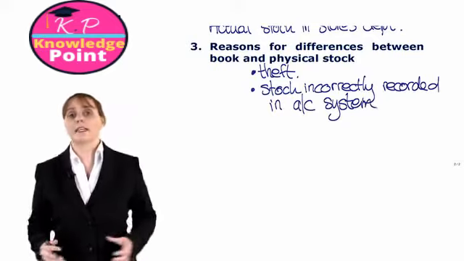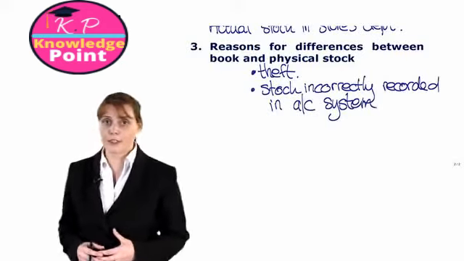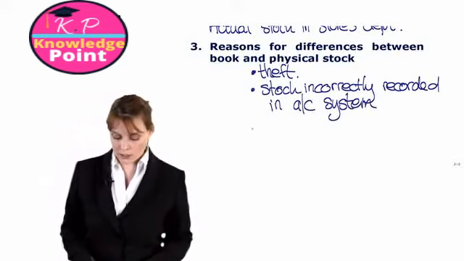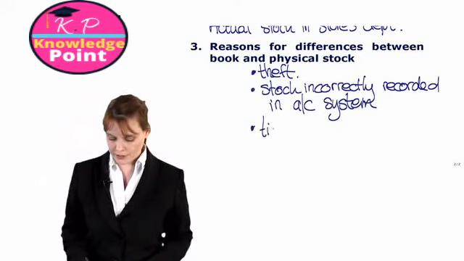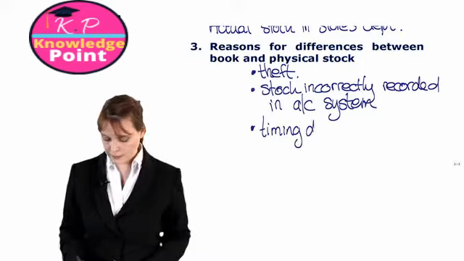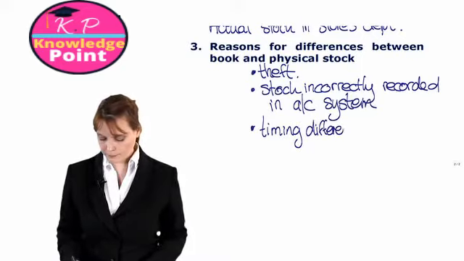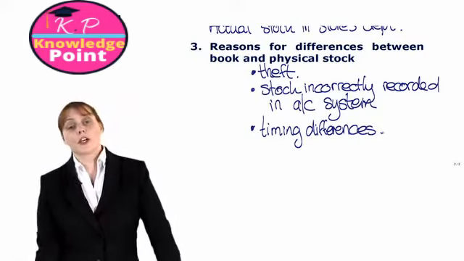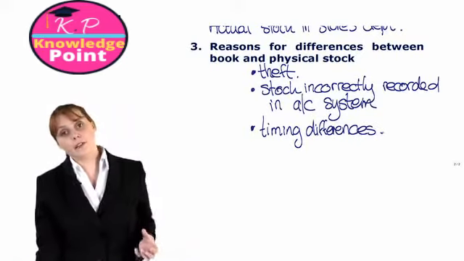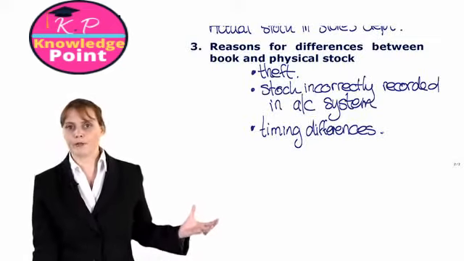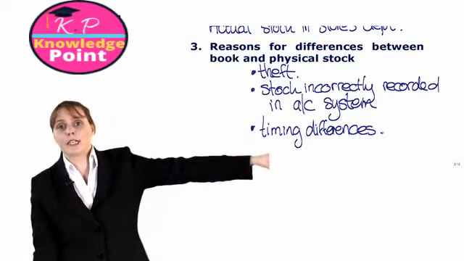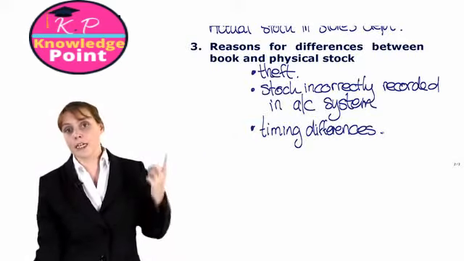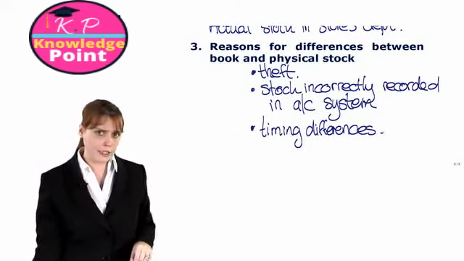And finally, the other thing that may create a difference temporarily between our book stock and our physical stock is just timing differences. If we order stock from our supplier and we receive 1,000 units of that material from our supplier and put it into our warehouse, now the stock in our warehouse has increased by 1,000 units.